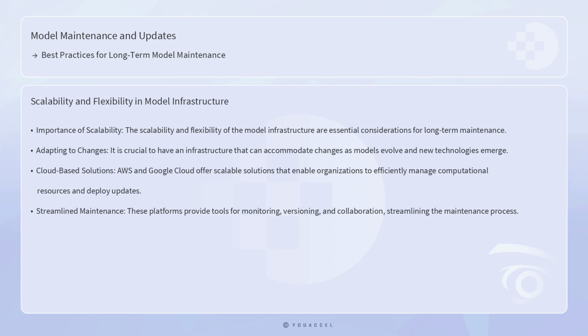Lastly, the scalability and flexibility of the model infrastructure are essential considerations for long-term maintenance. As models evolve and new technologies emerge, it is crucial to have an infrastructure that can accommodate these changes. Cloud-based platforms, such as AWS and Google Cloud, offer scalable solutions that enable organizations to efficiently manage computational resources and deploy updates. These platforms also provide tools for monitoring, versioning, and collaboration, streamlining the maintenance process. Embracing flexible and scalable infrastructure ensures that models can adapt to changing demands and technological advancements.